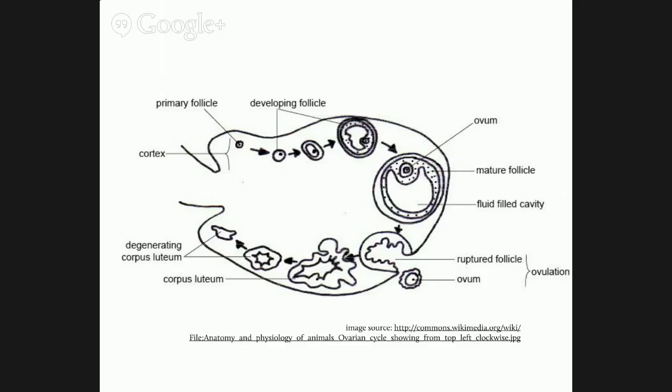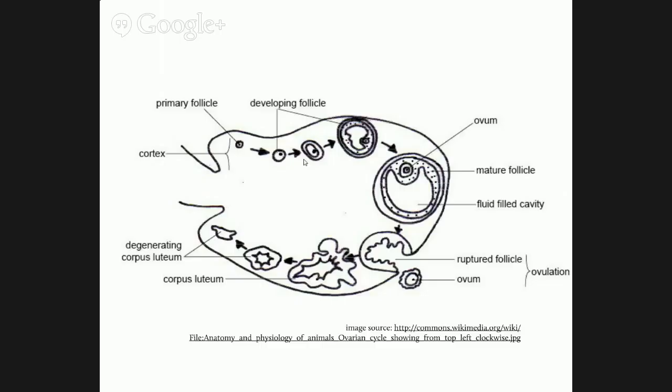If this is where the primordial follicle is located, up in this corner, it's going to stay there and develop, and the follicle will get bigger and bigger until it matures, and it'll rupture here, and the corpus luteum will stay in that area. These structures don't actually migrate through the cortex. They've just done that here for the sake of putting them all in the picture together.